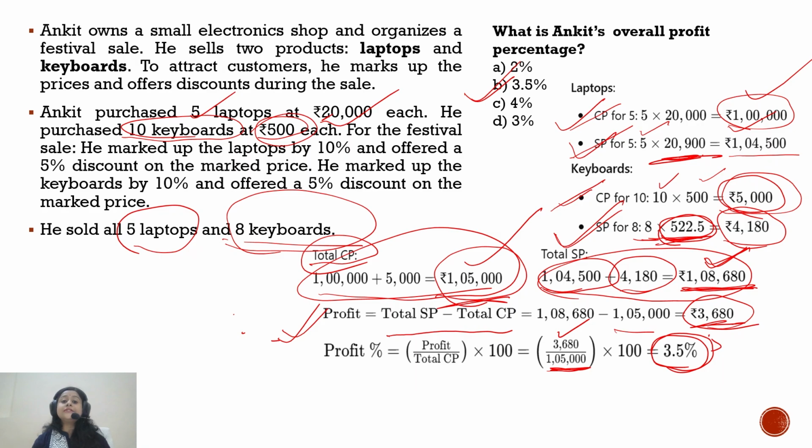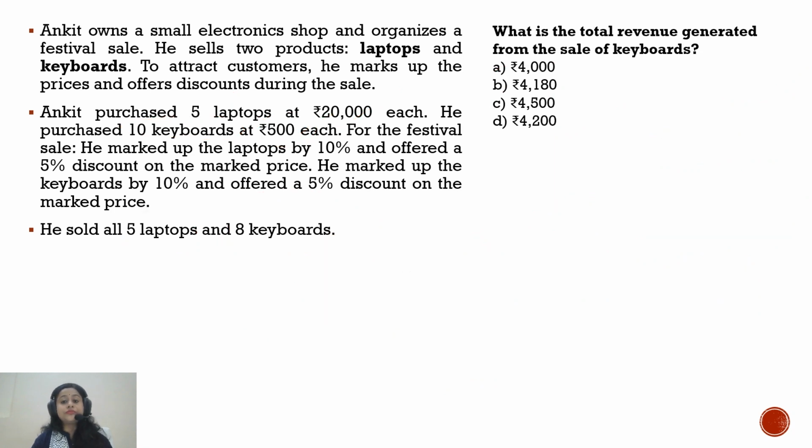Then at the final step, you have to calculate the profit percentage by taking the profit amount out of total cost price into 100, which will give you the overall profit percentage earned on both laptop and keyboards. So that is 3.5%, which is option B. Let us move to the next question.